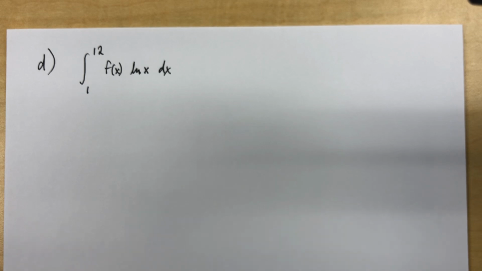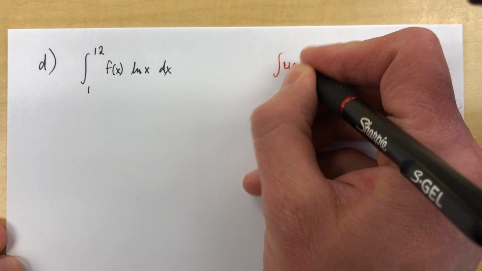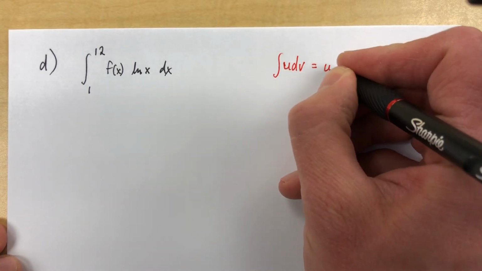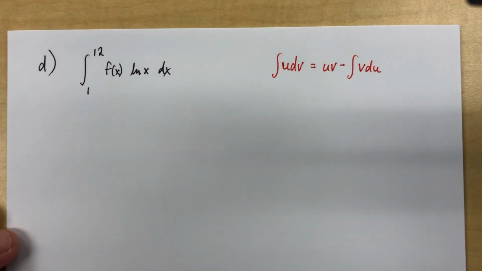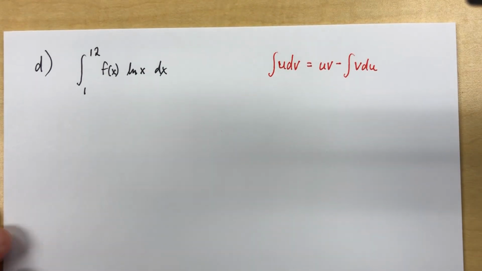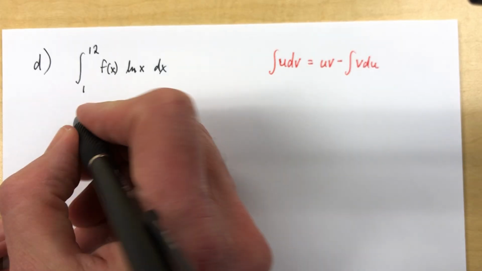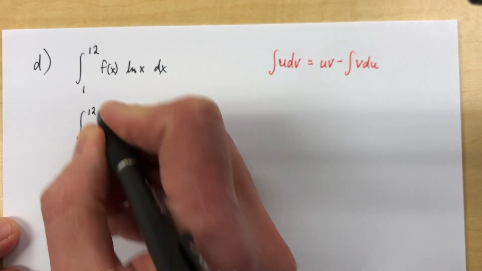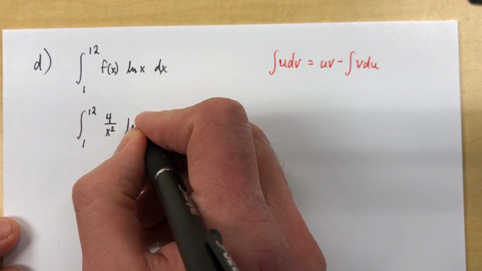So let's write it down. Here's what's happening. It's happening in red. The integral of u dv is equal to uv minus the integral of v du. That's what's really happening, okay? And again, this comes from the product rule. It's just a handy little thing to have. So we need to identify our parts. Before we go any further, let's write it the way it is. We know what f of x is. It's 4 over x squared times natural log of x and then dx.